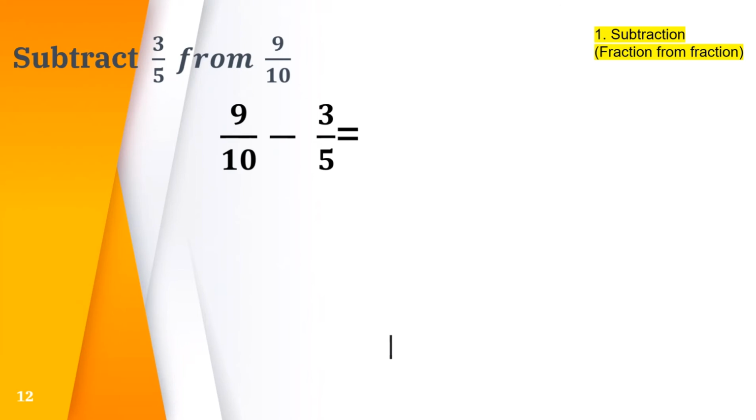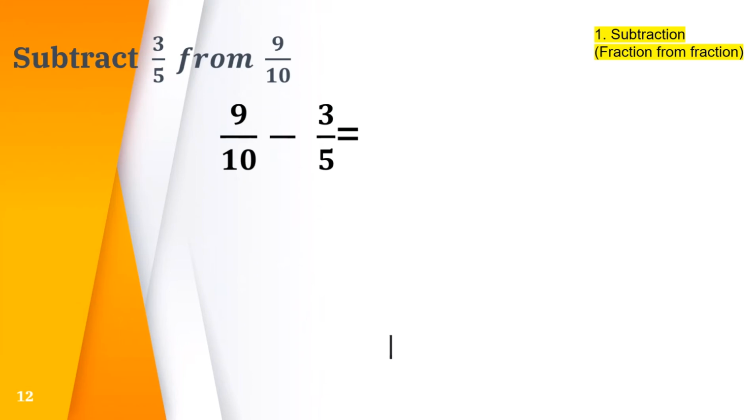Let's have subtraction, fraction from fraction. Subtract 3/5 from 9/10. So that is 9/10 minus 3/5. So the first step is to find the LCD of 9/10 and 3/5.